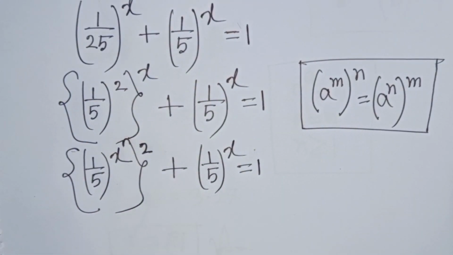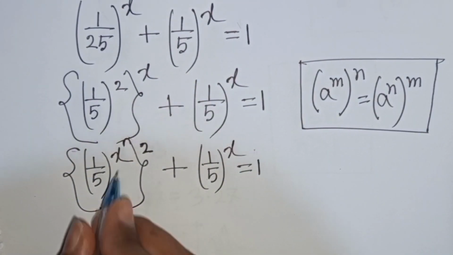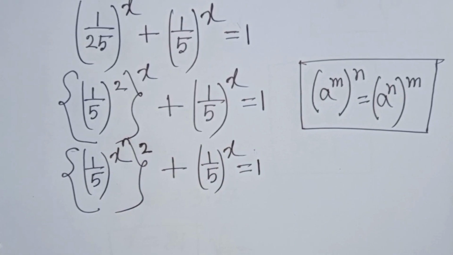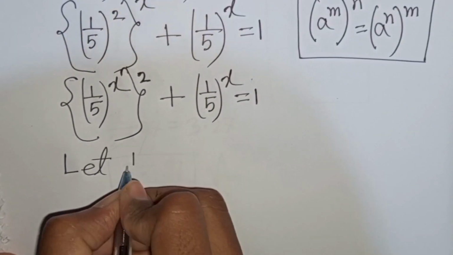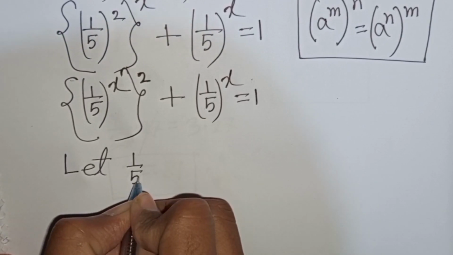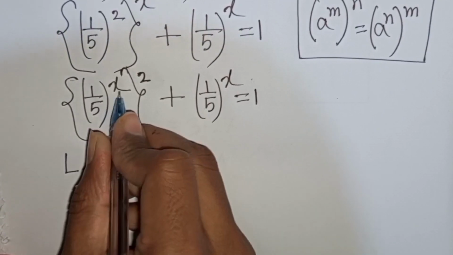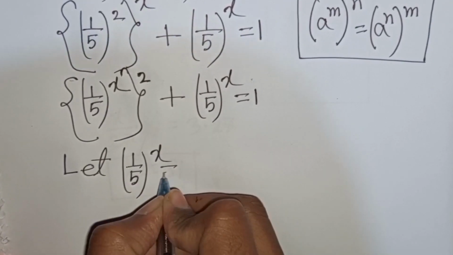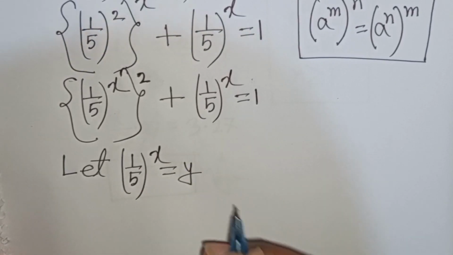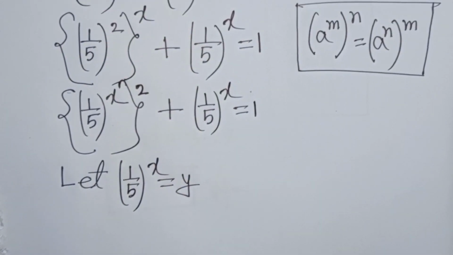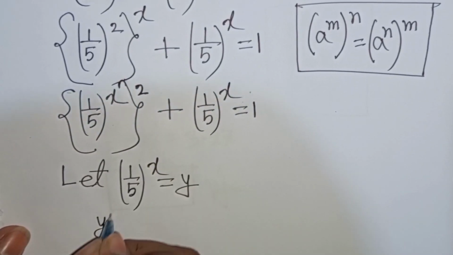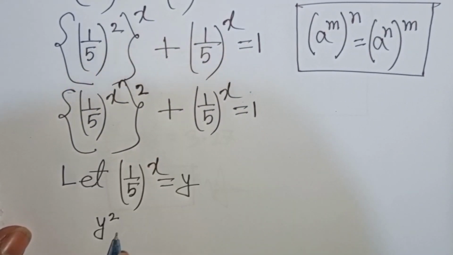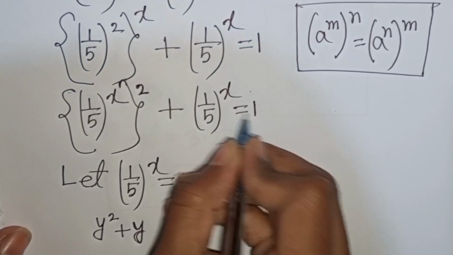Now we see 1 by 5 bracket power x, 1 by 5 bracket power x, both terms are the same. So let 1 by 5 bracket power x be substituted by y. So our equation will be y square plus y is equal to 1.